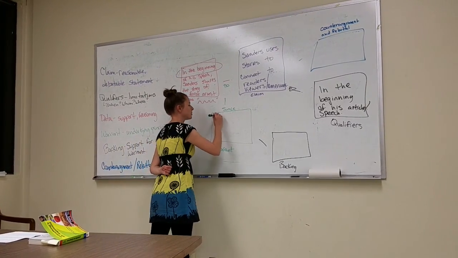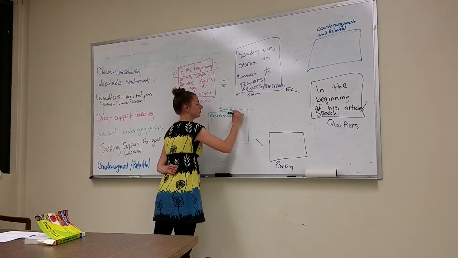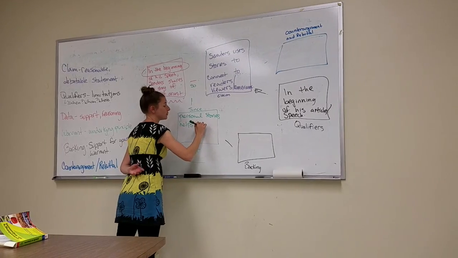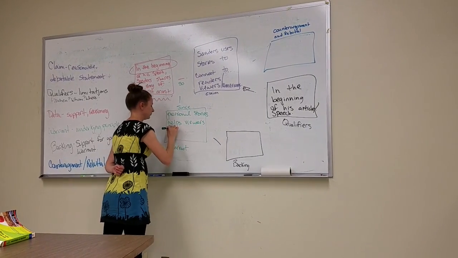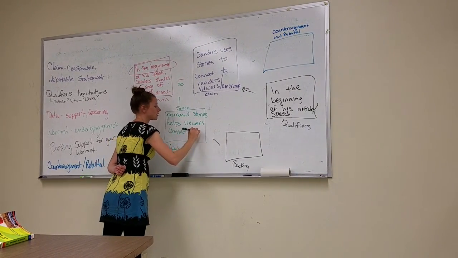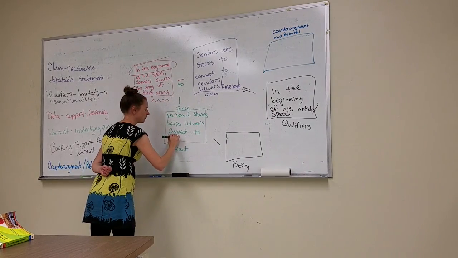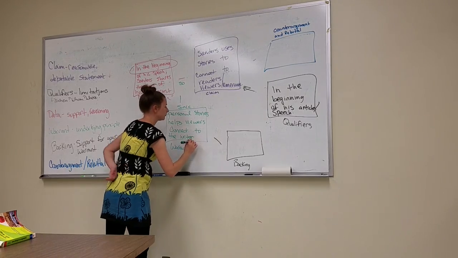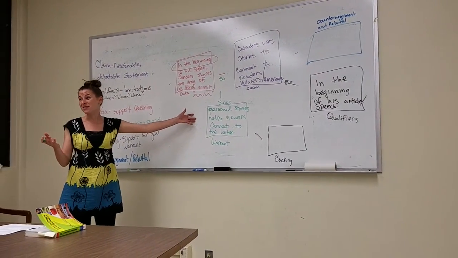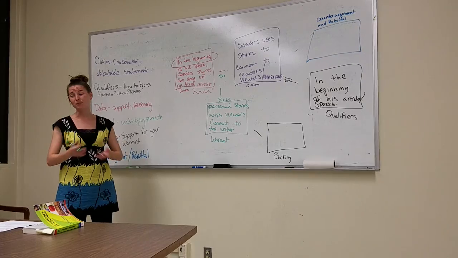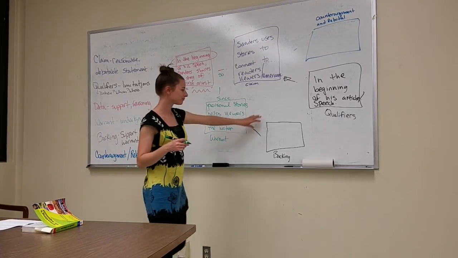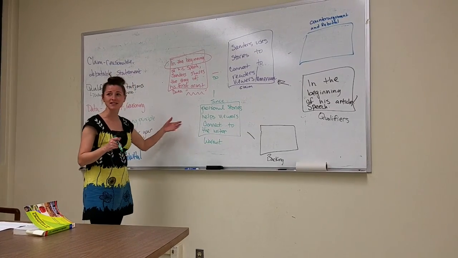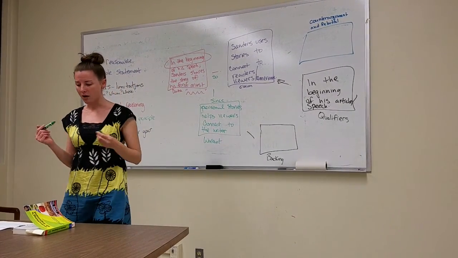So personal stories help viewers connect to the writer, in this case, the speaker. That's what we're saying. That's the underlying principle that we're working with. But now we have to think about backing. How could we back this up, showing that it does actually connect?